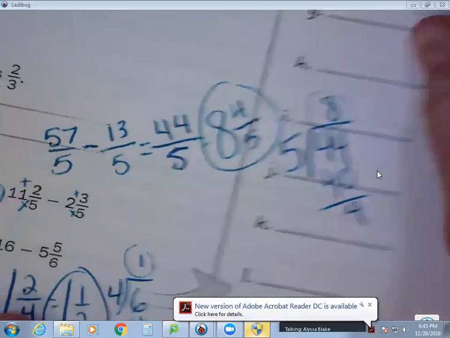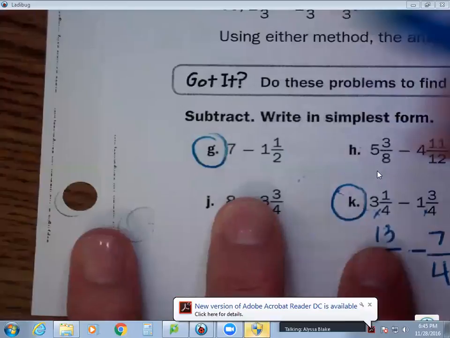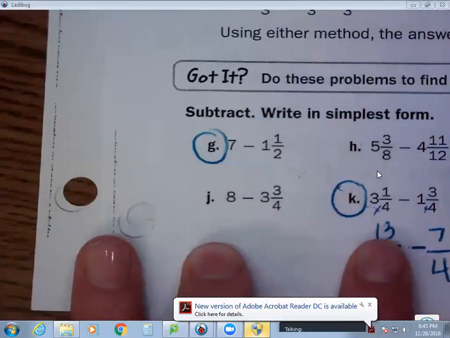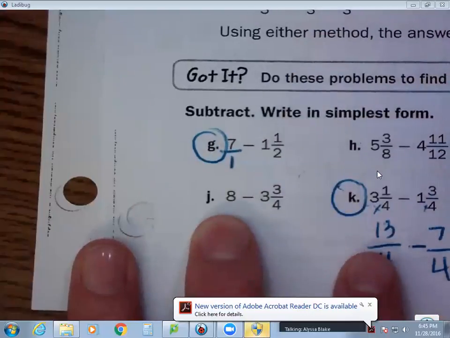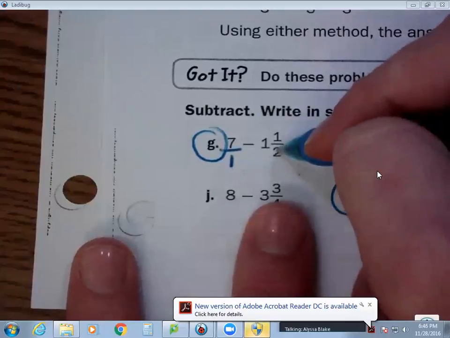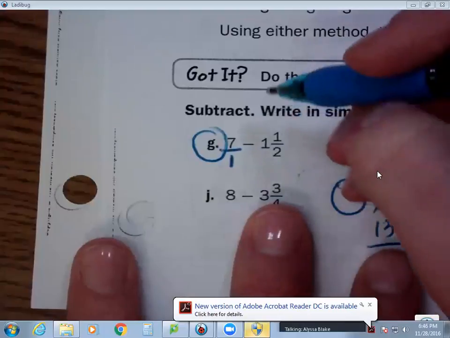All right, last one was a little bit trickier. What is the number 7 written as a fraction? Yeah, it's 7/1, not 7/7. That would be 1. 7/1 is 7 wholes, right? Well, we have halves here. So we need to change these into halves for 1. And we need to rewrite this.